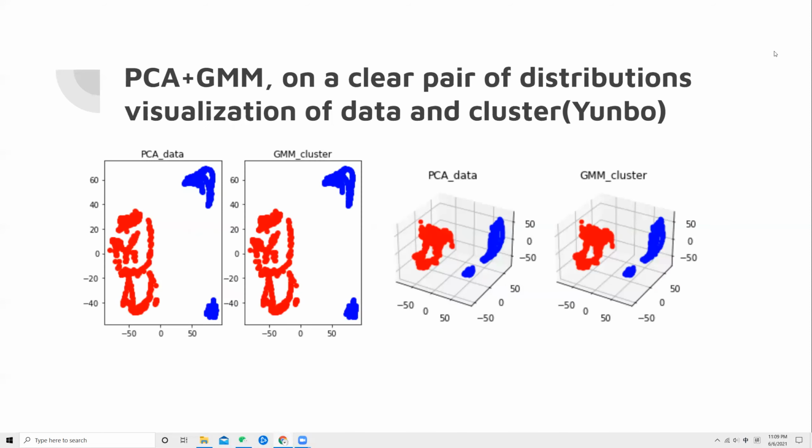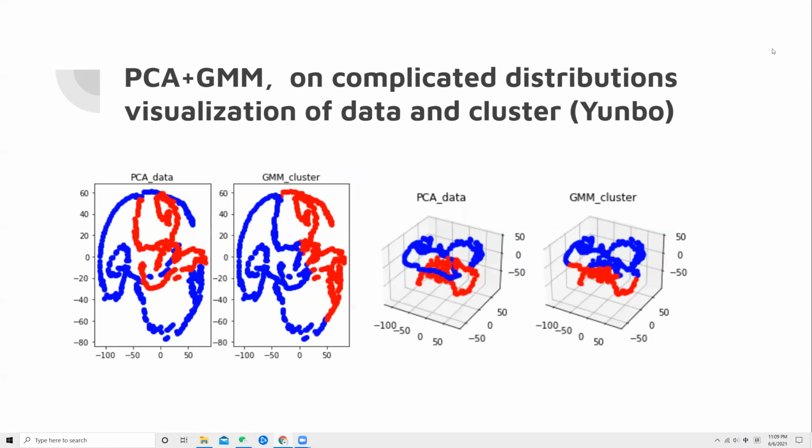Next page, please. Okay, so after we do the PCA, we apply the GMM clustering. The 2 graphs on the left are of 2 principal components, and on the right are of 3 principal components. We can tell in this example, the GMM clustering does a good job. It clearly separated 2 distributions.